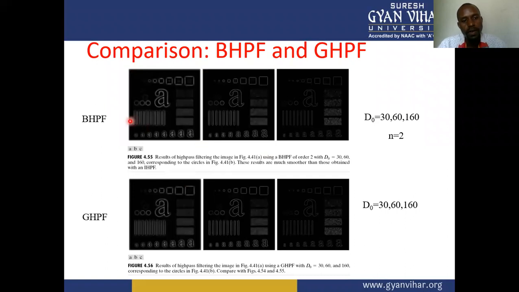When you compare now with the Butterworth and the Gaussian, you can see that the results are much smoother than those that were obtained with the ideal high-pass filter. But when you compare that with the ideal, the Gaussian now comes up very much visible.